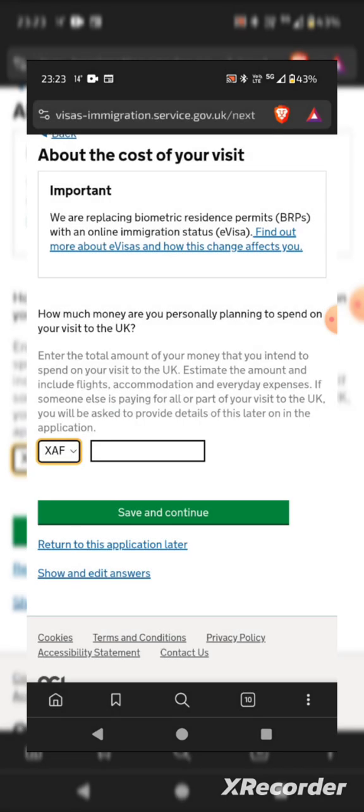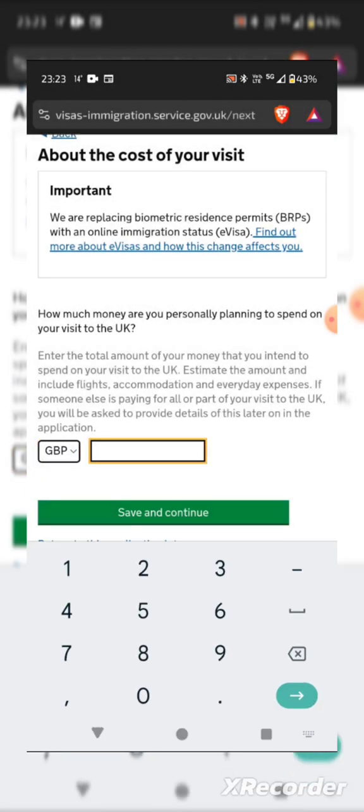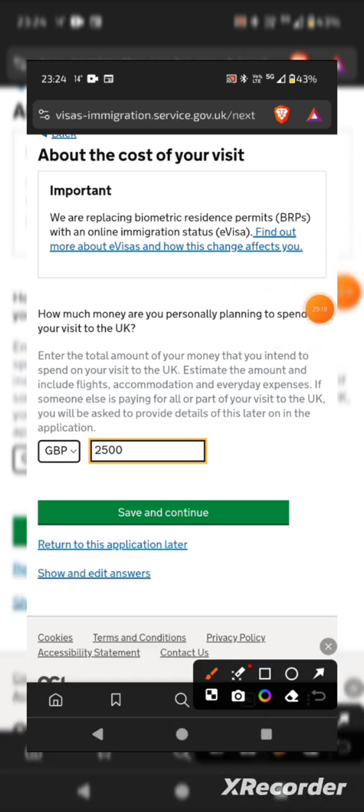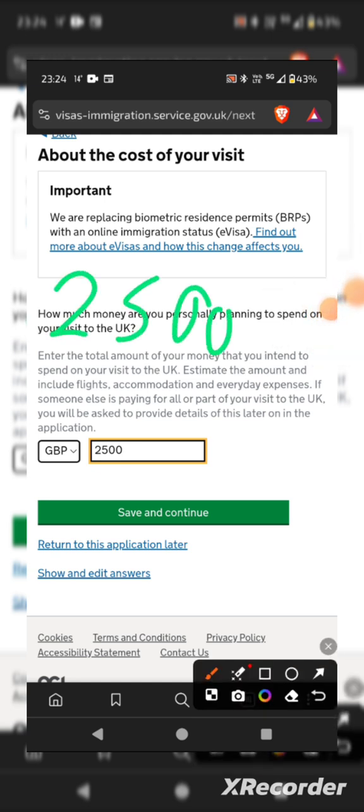So if I say how much I'm going to spend, let me use pounds. I say I'm going to spend 2,500, including flight. That's what you are spending on the whole trip, from where you are living to the UK and when you come back. This 2,500, right? You should not have exactly 2,500 in your account. You should not have 2,000. You should have at least 5,000 in your account.